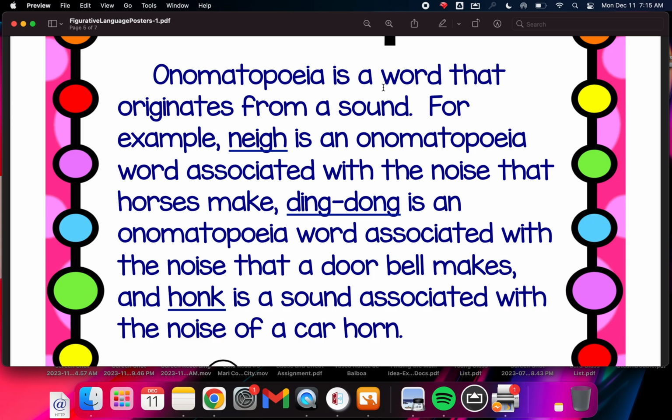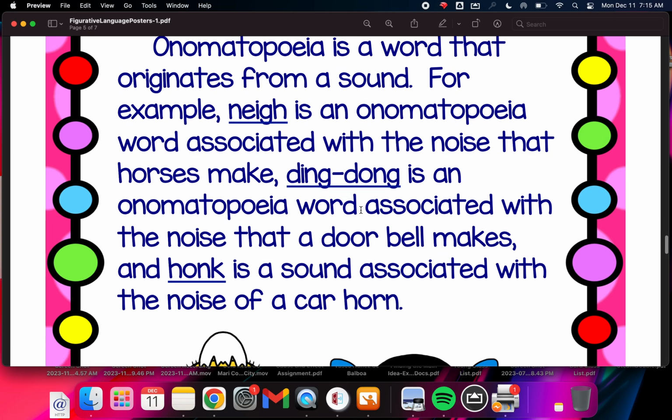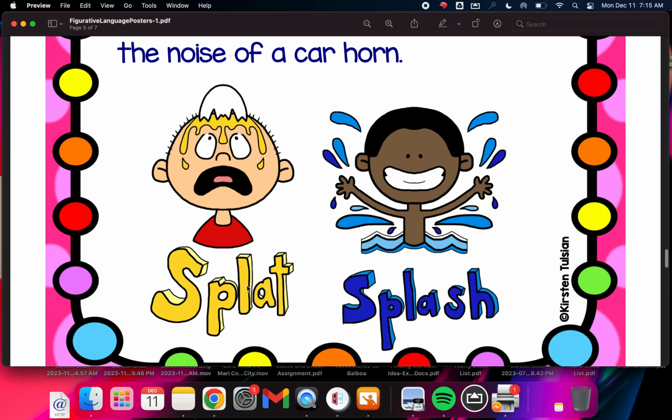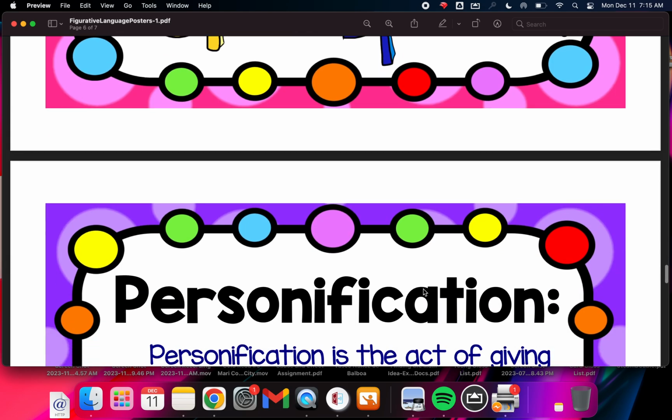If you need to pause right now, you're going to tell me an onomatopoeia is a word that originates from or sounds like the sound it's describing, and you could use one of those as your example. The word splat or splash would also work.